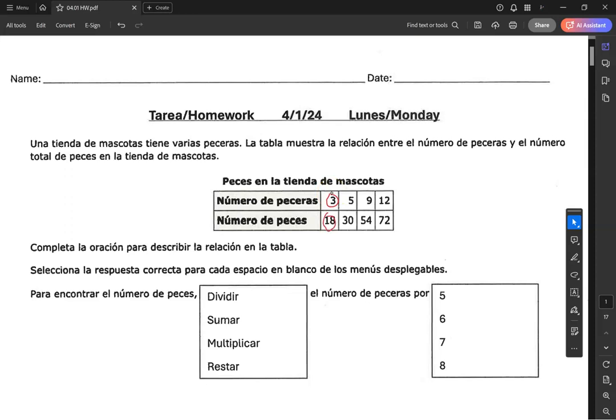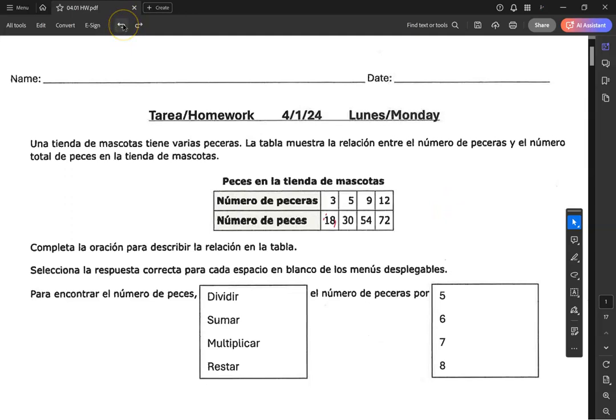número de peces. Okay. So, la mejor manera es de usar cada manera en que te dan cada respuesta y a ver a cuál trabaja. Okay. So, primero vamos a hacer dividir. Okay, so si vamos a dividir, vamos a dividir 3 con 18. So, 3, 18. No se puede hacer. Okay. En dividir, el número grande tiene que ir primero. So, no va a ser dividir.